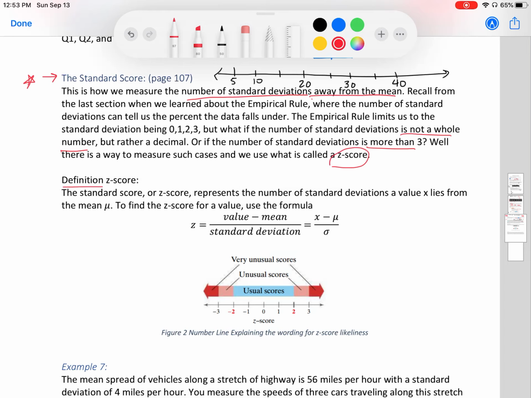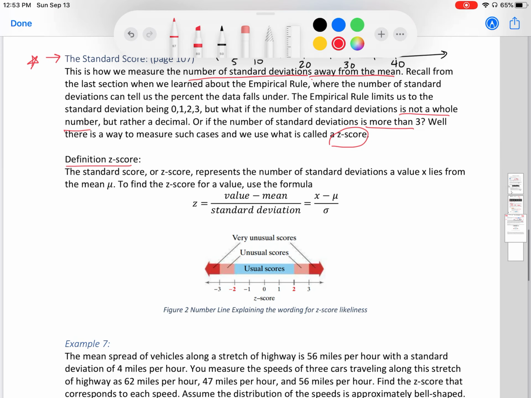Definition of z-score. The standard score or z-score represents the number of standard deviations a value x lies from the mean. To find the z-score for a value, use the formula: z equals x minus mu over standard deviation. To help you out, I also wrote it in words: the value minus your average divided by your standard deviation.